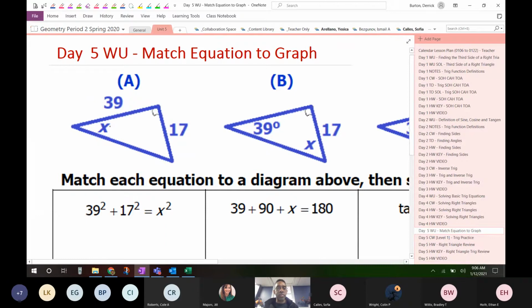X is an angle. So the only way we've learned to find an angle, if we had the other angle, like say if I knew that the other angle was 50, then I could just subtract from 90, and that would help me find this angle. But we don't have the other angle. So the other thing that we can do is to use sine, cosine, and tangent. And we might go like this.